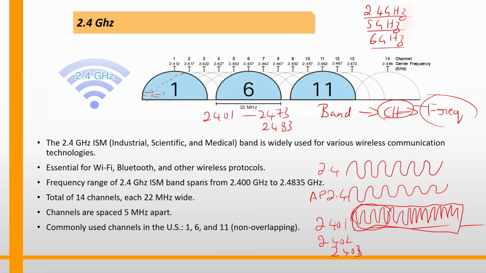2402, 2403, like this. It can go up to 2473 or 2483. So basically this is a 72 megahertz wide channel. When I am talking about a wide channel, in a picture you might understand it like this is a very wide channel and I'm sending the information on that. But that is not to be understood like that. How it needs to be understood is, I can put more information when you have more bandwidth.